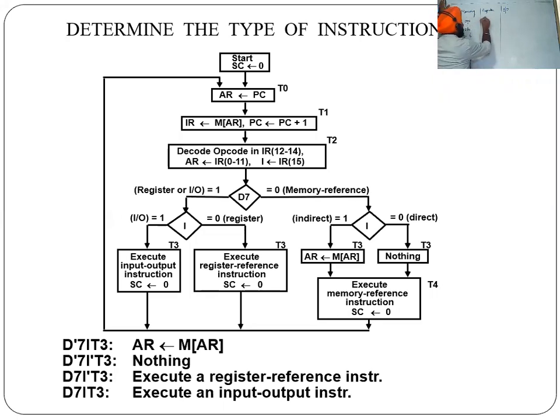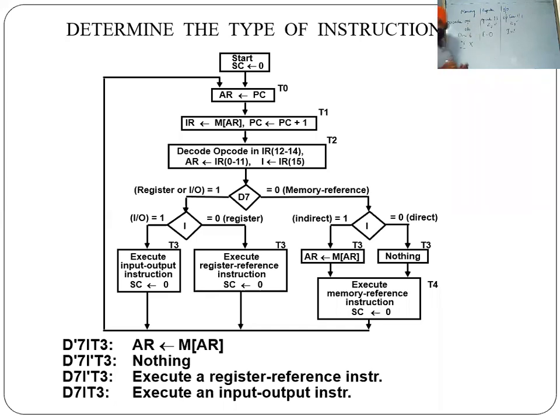In case of a register reference instruction, the operation code's value is 111, that is, the bit D7 is achieved, and the value of I is equal to 0. Whereas in case of input output reference instructions, again your operation code's value is 111, which means that again bit D7 is achieved, and the value of I is 1. I hope this concept is clear to all of you, right? This thing we have covered two lectures back, right?